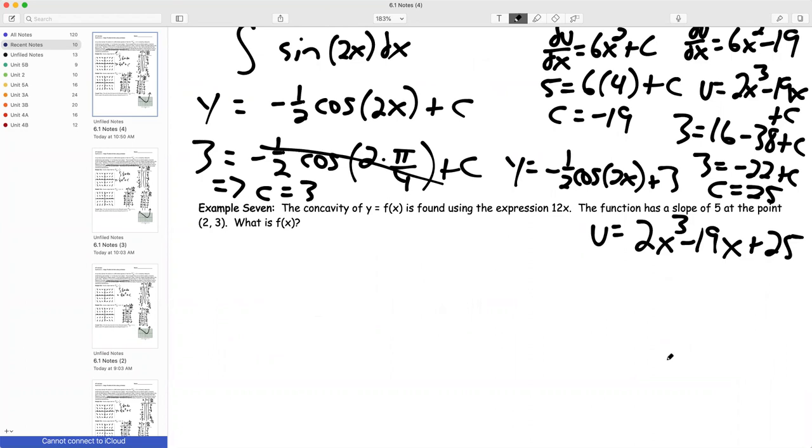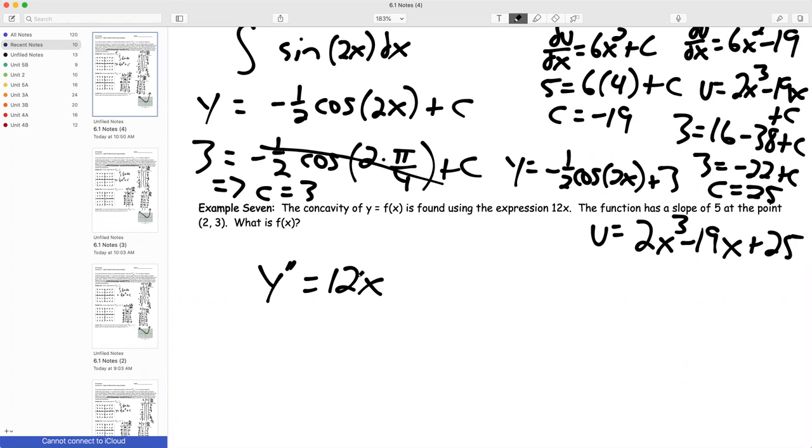Here we go. The concavity of y, f of x, is found using the expression 12x. The function has a slope of 5 at the point 2, 3. What is f of x? So they are asking for the original equation. And this time they tell me the concavity is 12x. So writing that in terms of the derivative, concavity is the second derivative. So I'm going to write this as y double prime.